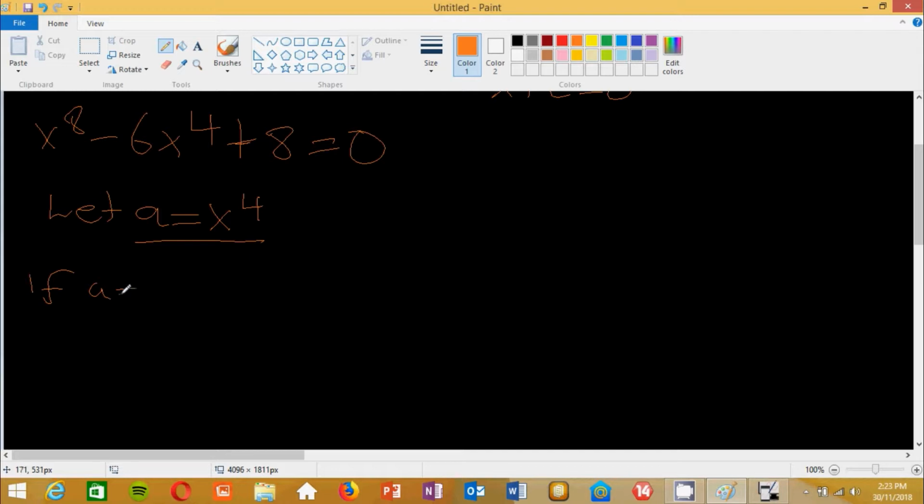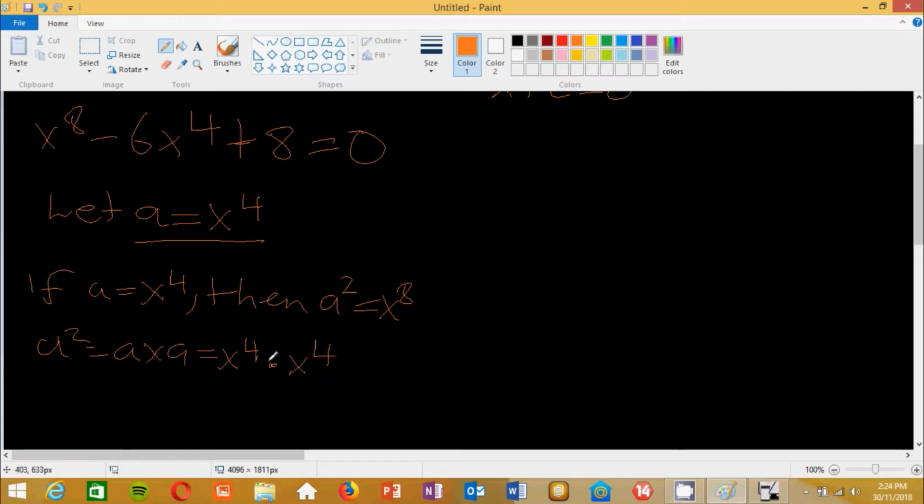if a is equal to x to the power 4, then a squared is equal to x to the power 8. Why is this? a squared is equal to a multiplied by a, which is equal to x to the power 4 multiplied by x to the power 4. The dot here means multiplication, and the bases are the same, so you add the powers. 4 plus 4 gives you 8, which therefore implies that a squared is equal to x to the power 8.